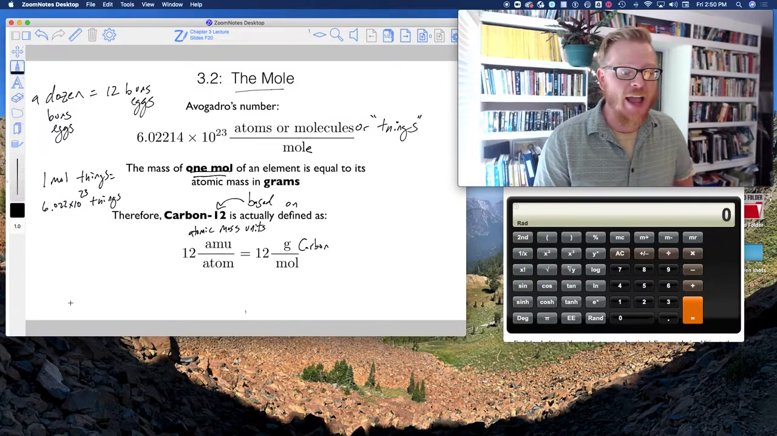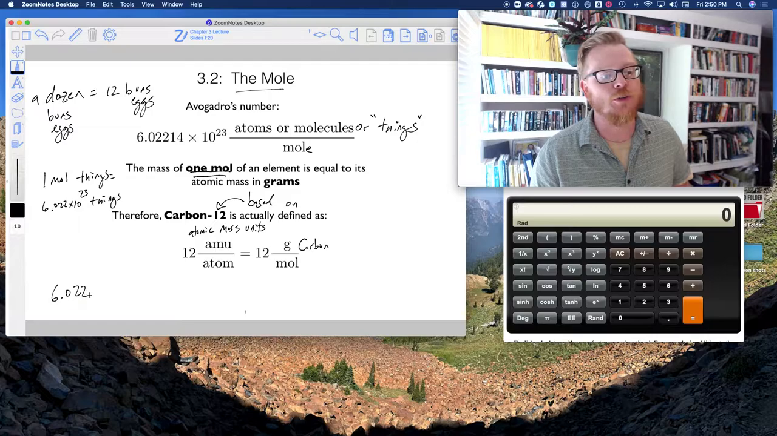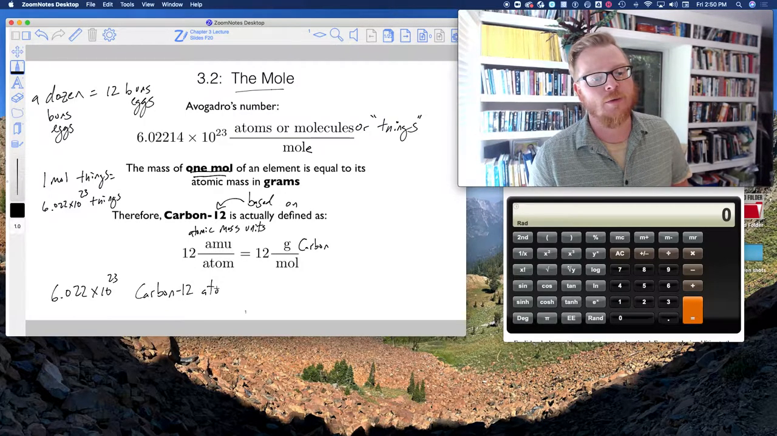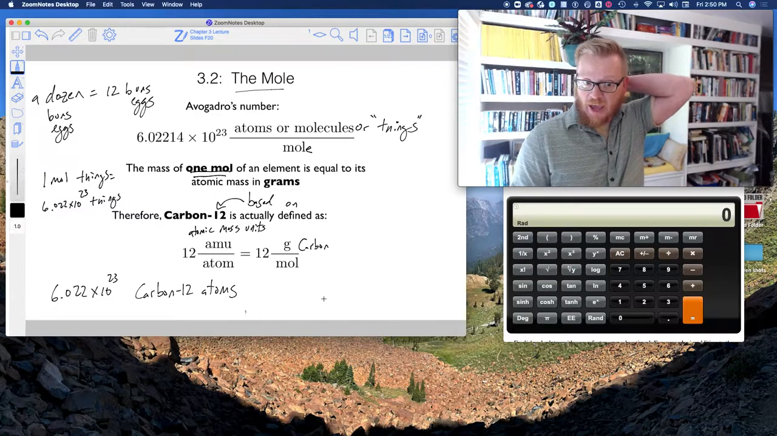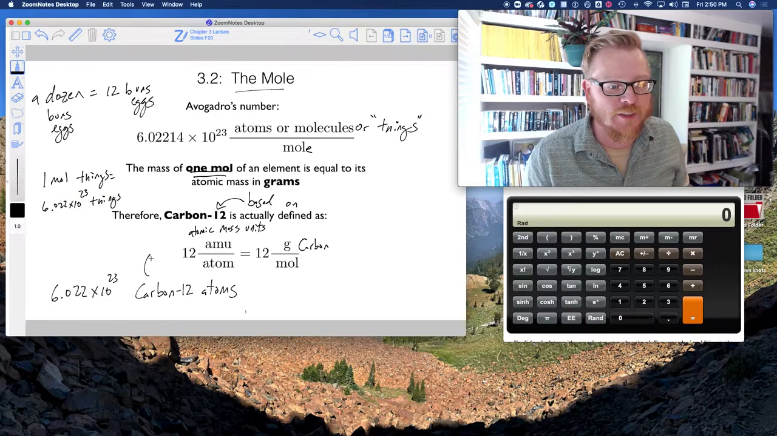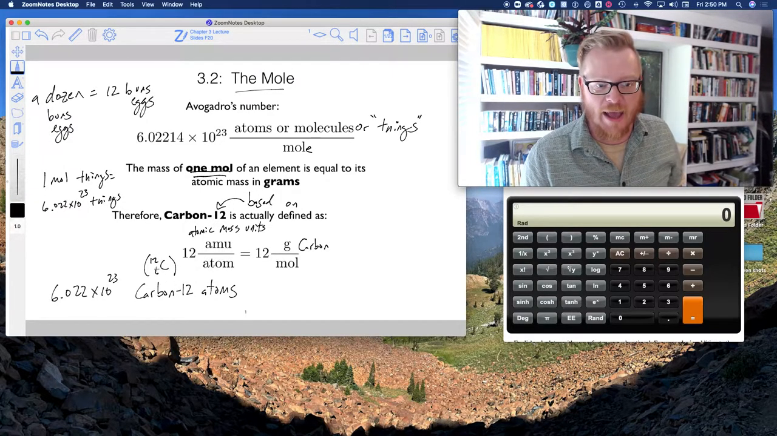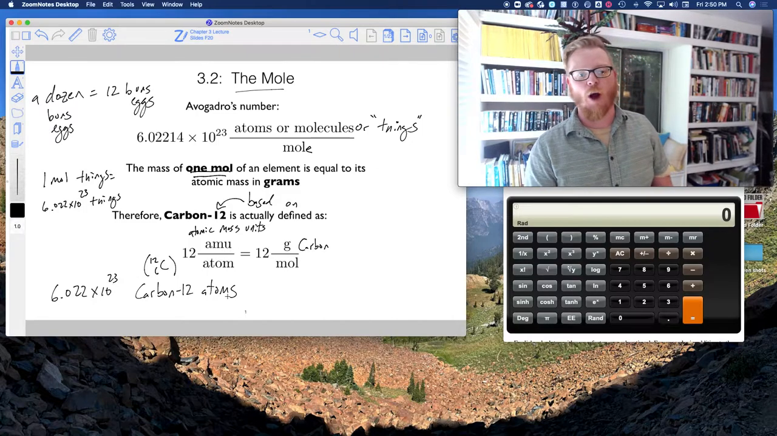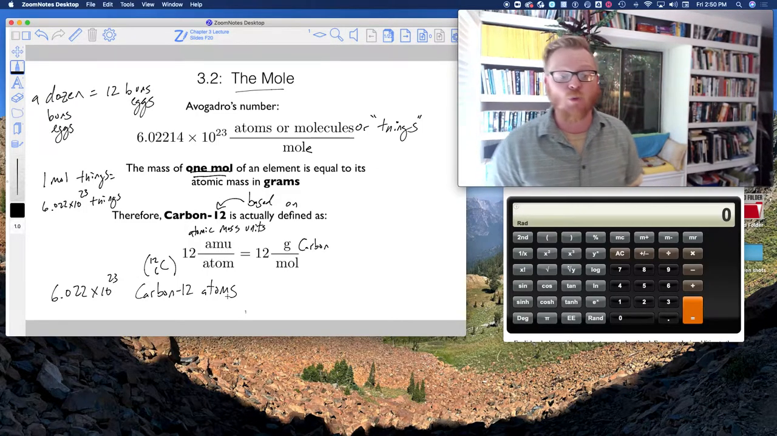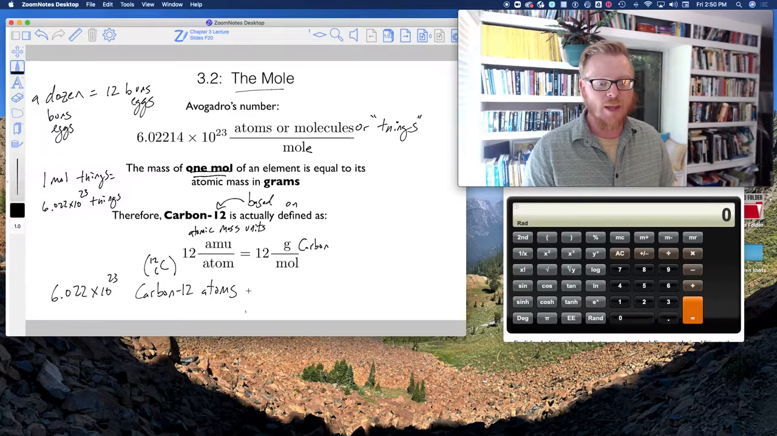So if I have 6.022 times 10 to the 23 carbon 12 atoms, and to write carbon 12 using the symbols, I can write 12C, 6, mass number, proton number, or I can just say carbon 12 atoms. If I have 6.022 times 10 to the 23 of those things, then that means I have 1 mole of carbon 12.